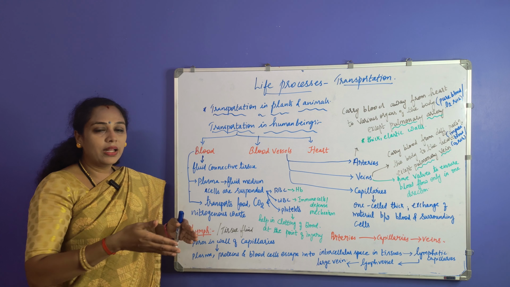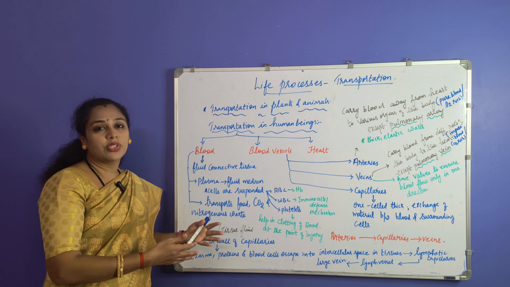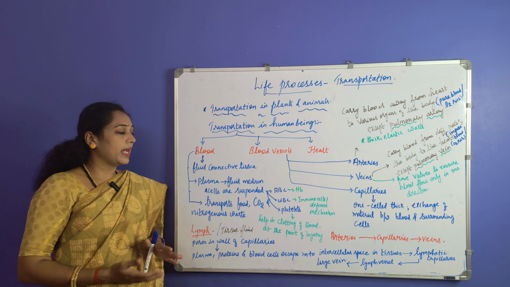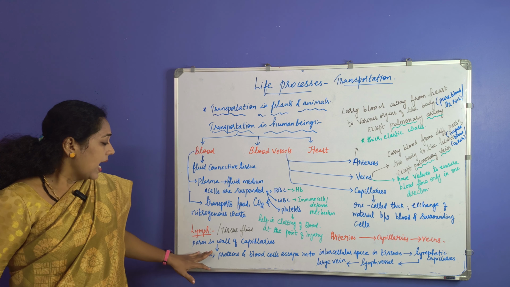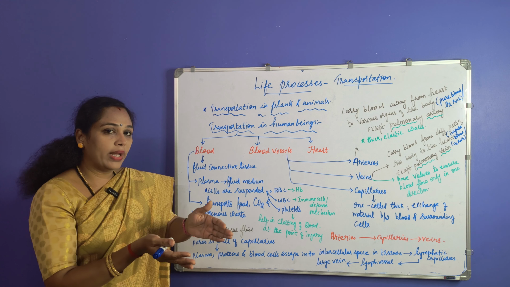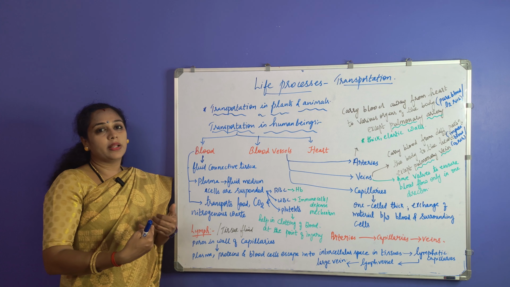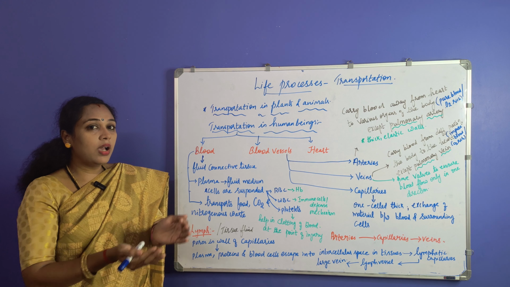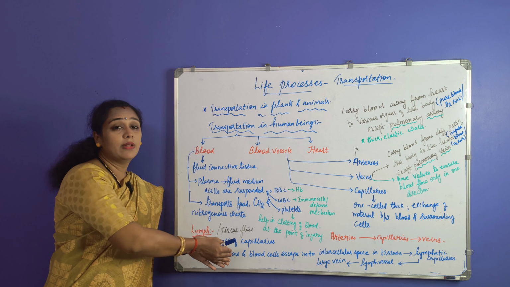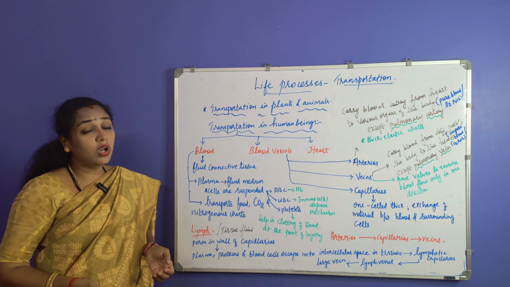If this fluid is left out as it is, there would be loss of nutrients and substances. So this fluid has to come back into the circulation. How does this take place? The fluid will pour back into the lymphatic capillaries, and these lymphatic capillaries collect all the fluid gathered in between the cells. They join into a big lymphatic vessel, and this lymphatic vessel again joins a large vein, and then the fluid comes back into the circulation.